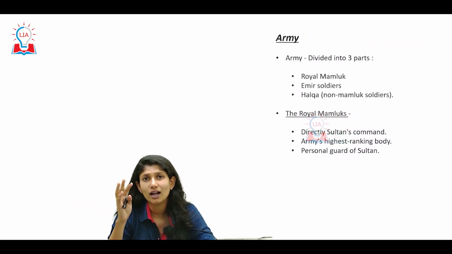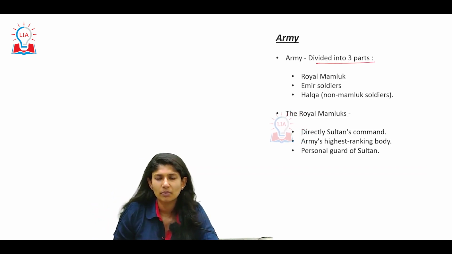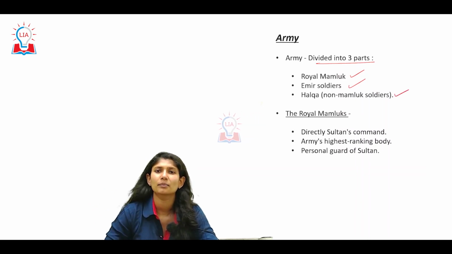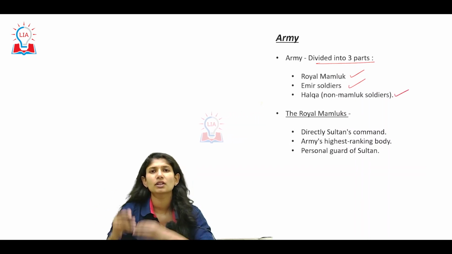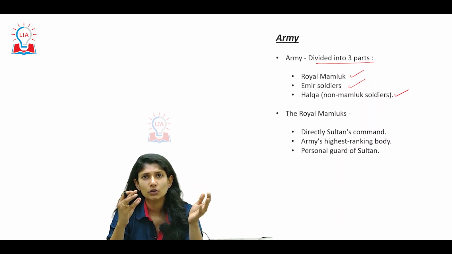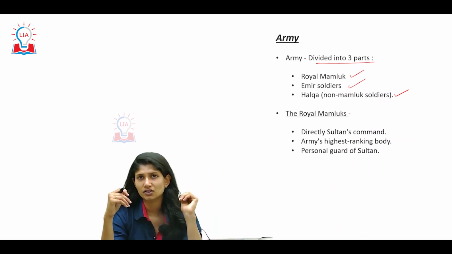Now let's look into the army. The army was divided into three parts. One is the royal Mamluks, another is the emir soldiers, and the non-Mamluk soldiers, or the Halka. With respect to the royal Mamluks, they were pretty important. They were directly under the command of the Sultan, and they used to provide personal security for the Sultan. In the ranking, they ranked highest.